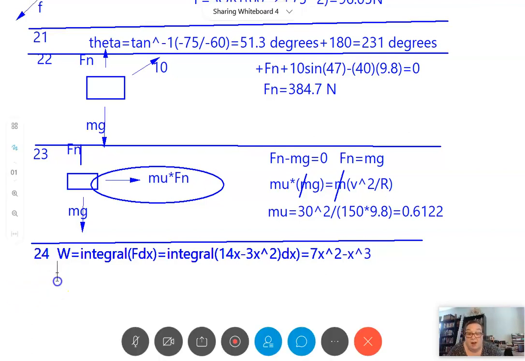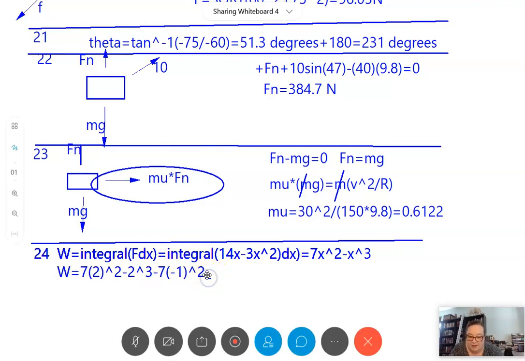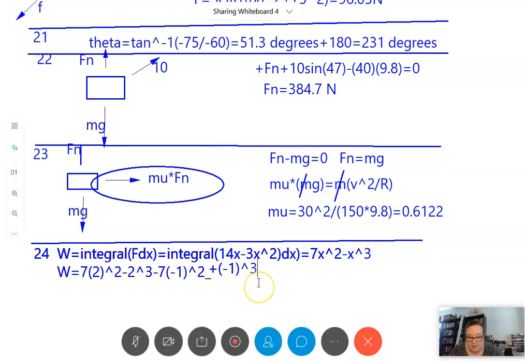And our limits in this case are -1 to +2. So first, starting with the +2, we're going to get 7 times 2 squared minus 2 cubed. And then we're going to subtract 7 times -1 squared, and then add -1 cubed. Whew. All right, so what does that give us?